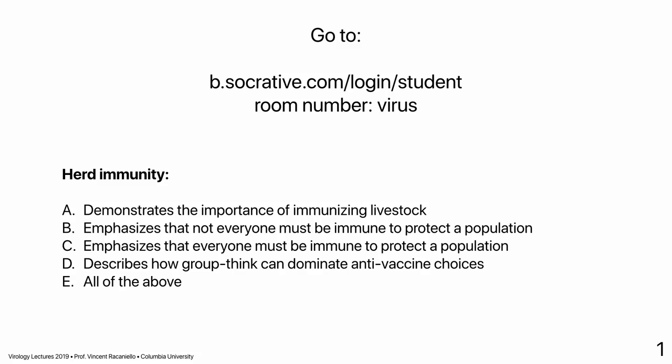And here is our first question. Herd immunity: A, demonstrates the importance of immunizing livestock. B, emphasizes that not everyone must be immune to protect the population. C, emphasizes that everyone must be immune to protect the population. D, describes how groupthink can dominate anti-vaccine choices. E, all of the above.